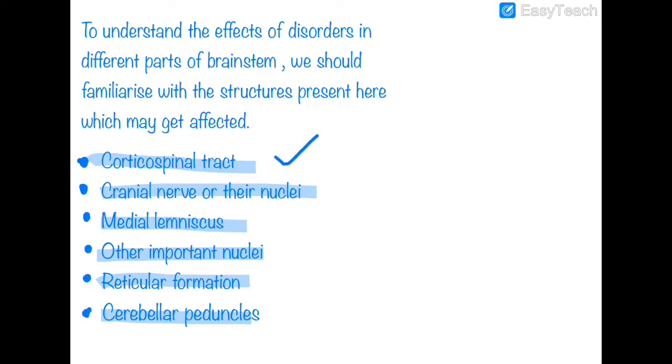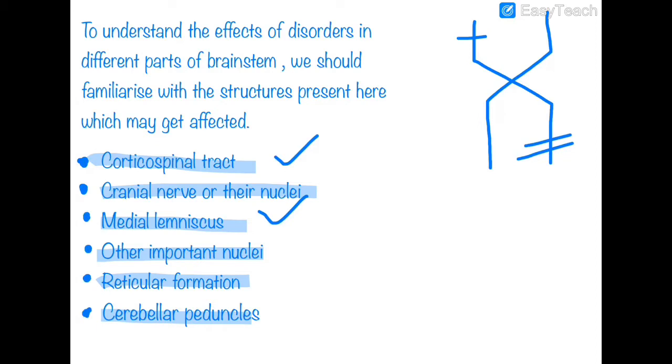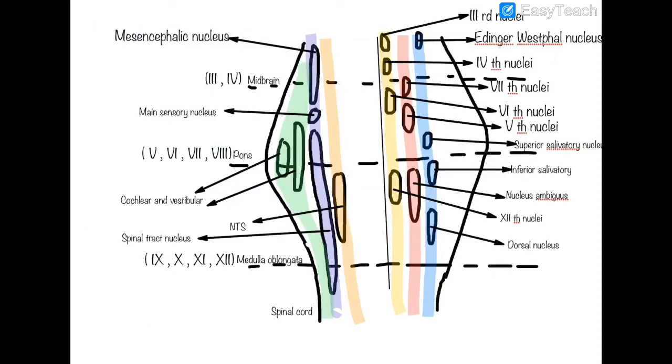The corticospinal tracts and the medial lemniscus, their fibers cross over in the brainstem. So if there is any effect on one side, the symptoms will be seen in the opposite side of the body. The cranial nerve or the nuclei supply structures on the same side, so any damage to them will result in ipsilateral symptoms.